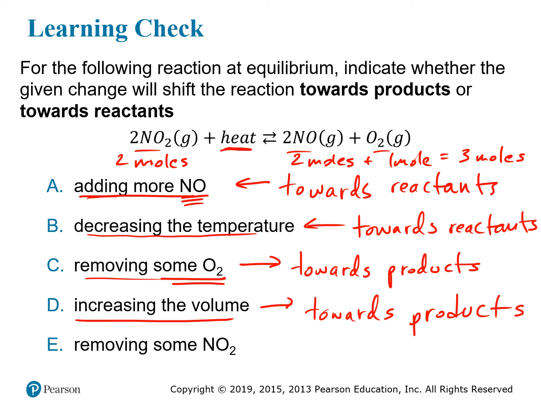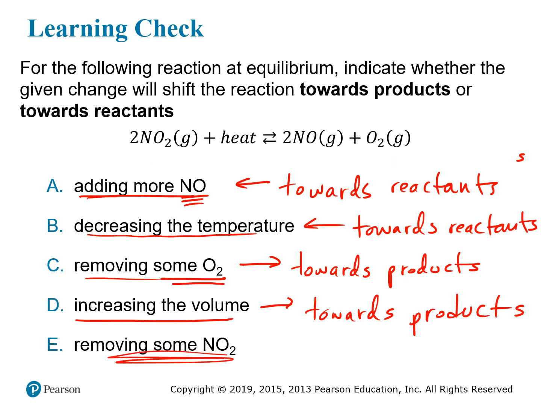And then finally, what happens if we were to remove some nitrogen dioxide from this reaction? Now we can forget about moles of gas, we can forget about heat, and we're just thinking about the material components again. In this case, NO2, nitrogen dioxide, is here on the left-hand side. It's a reactant. And so if we remove some reactant, the system will try and replace the reactant. It replaces the reactant by shifting to the left, towards the reactant side.